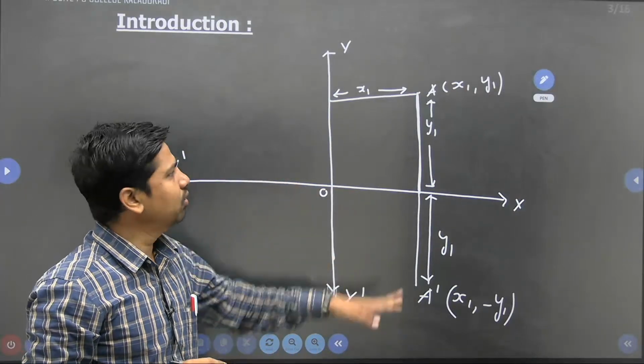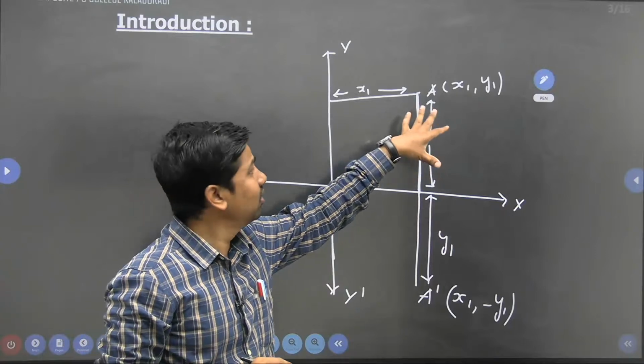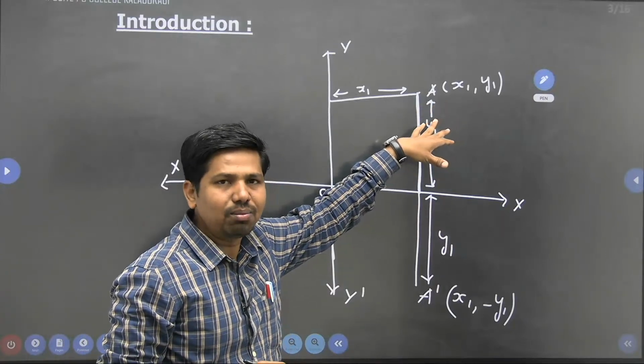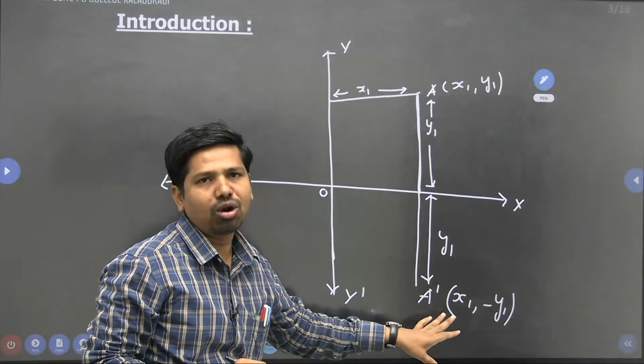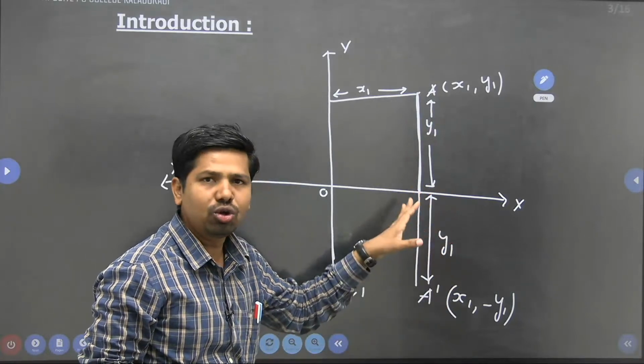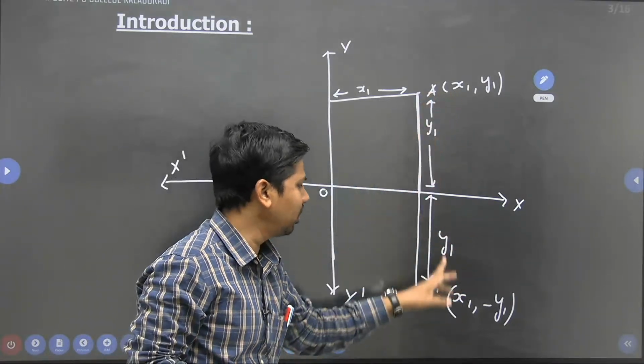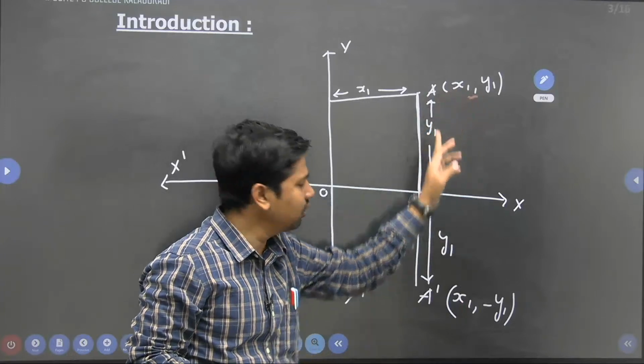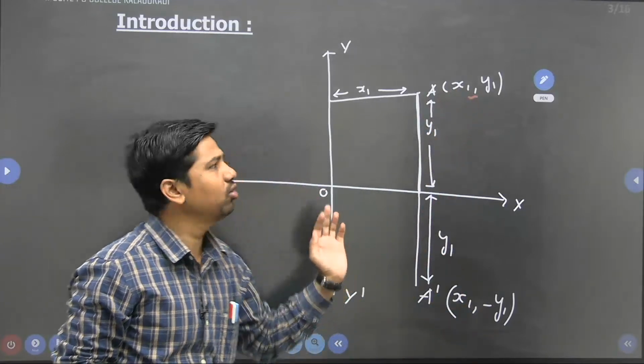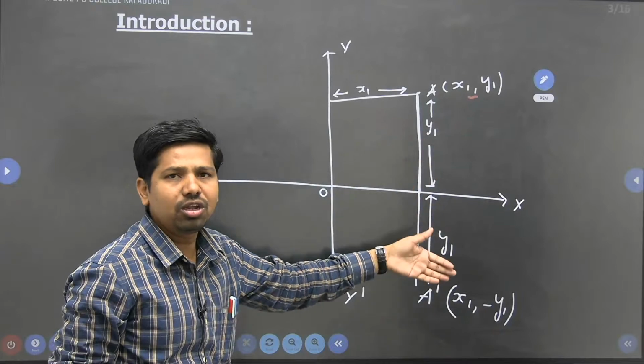The image of this point about the x-axis, with this point present in the first quadrant, its image about the x-axis will be in the fourth quadrant, where x is positive and y is negative. What is x here? X1. And what is y? Minus y1. So this is the image of the point x1, y1 about the x-axis.